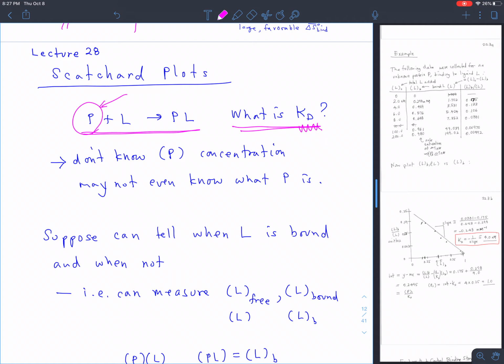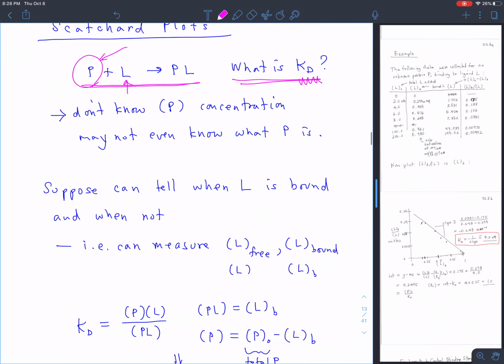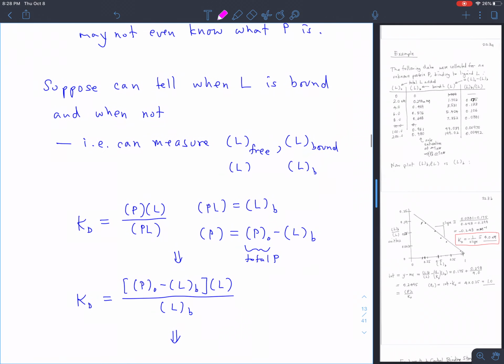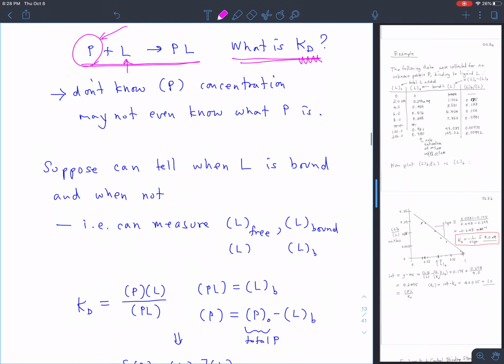You know something is there, you know something is binding L. Is that enough to get the KD? It turns out using scatchard analysis, it is enough. So let's see how that works. In order to use scatchard analysis, you have to be able to measure or tell when the ligand is bound and when it's not bound. We'll talk in a bit down below how you would go about that.